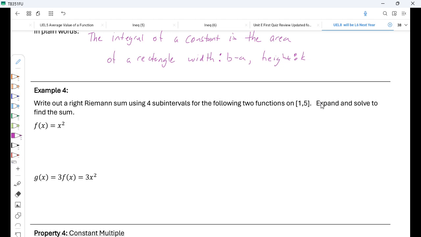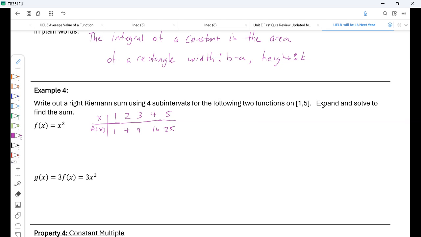All right. I think sometimes when you're given a function, the easiest way to do that is just make a table, right? Our x and our f of x. We go from 1 to 5, 4 subintervals. So 1 to 2, 2 to 3, 3 to 4, 4 to 5. And then that makes f of x 1, 4, 9, 16, 25.